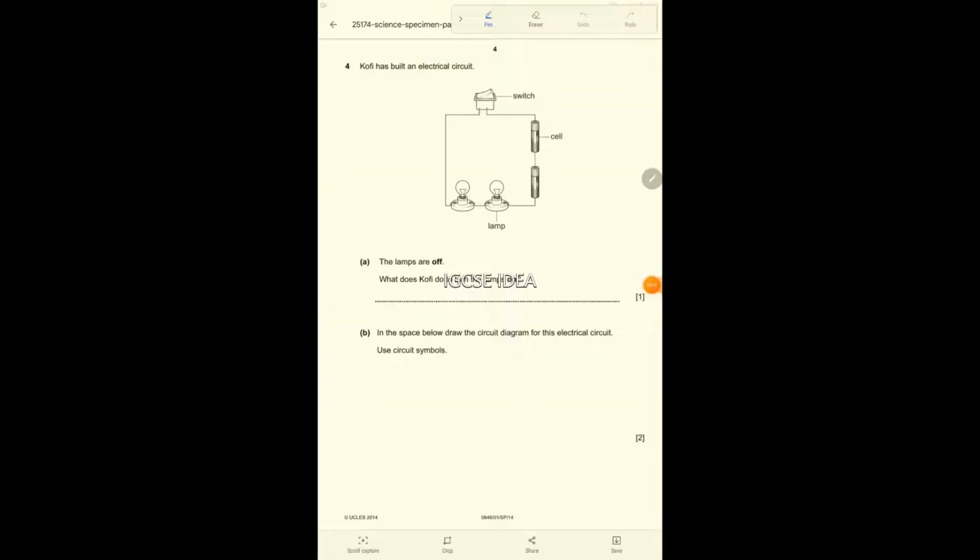Coffee has built an electrical circuit. So this is the electrical circuit. The lamps are off. So what does coffee do to turn on the lamps? Coffee has to press the switch.